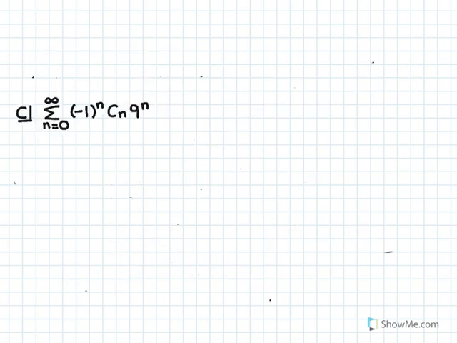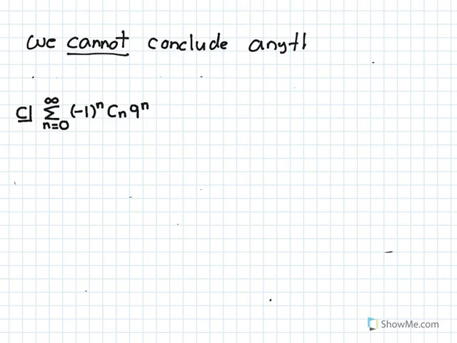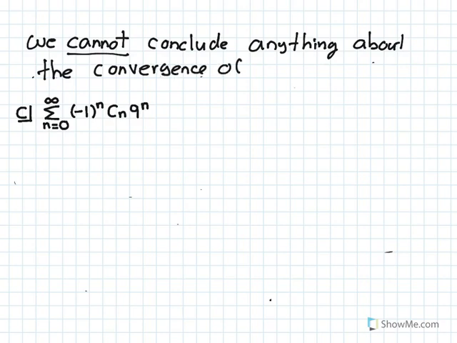So we can't conclude anything about the convergence. Let's write that down. We cannot conclude anything about the convergence of the series summation n equals 0 to infinity c sub n times 5 to the power of n. All right, let's look at question C.